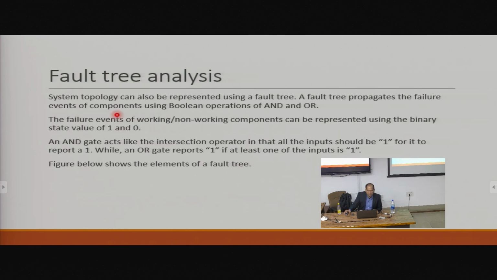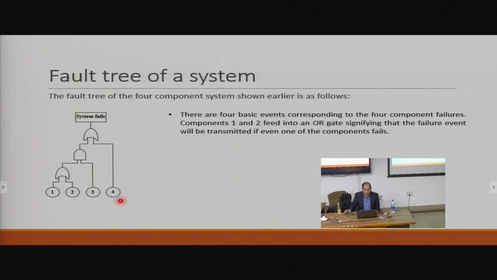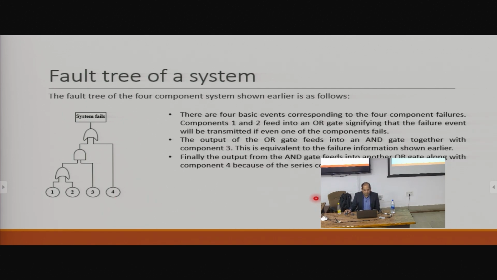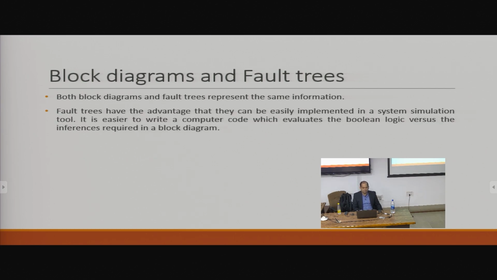Okay, so we were propagating failure events. Now we go here and say, if either one of 1 and 2 fails, the failure event will end up here. And that and 3 are combined through an AND gate, so both of them have to be yes, or 1, for it to be propagated. And then again, that subsystem was in series with component number 4. So there you go. Right, so they both represent the same information, so no problems there.